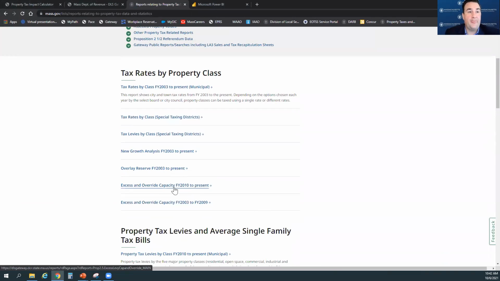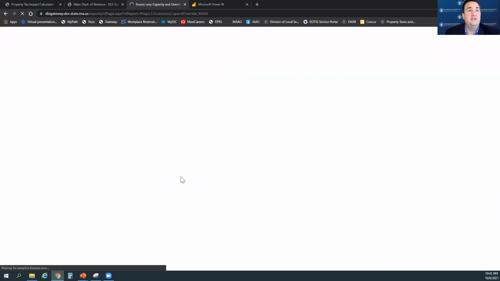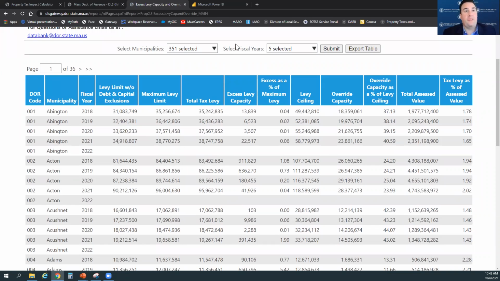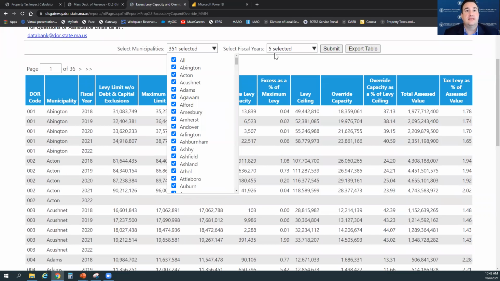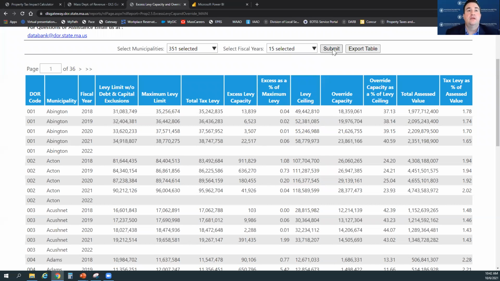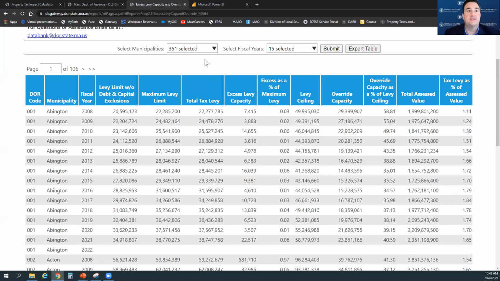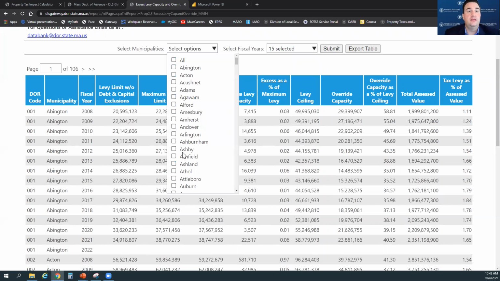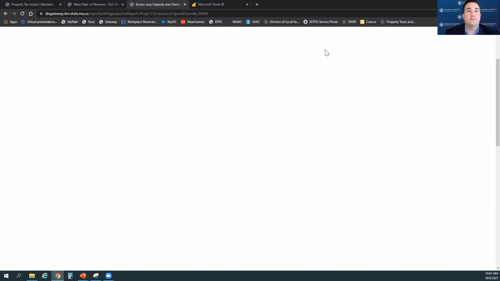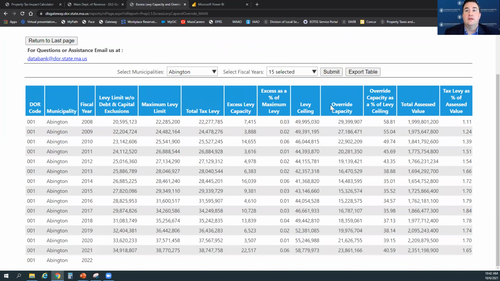Okay, so as far as excess levy, one of the slides that I had was the levy history. So if you're looking at the levy history for your community, I'll just pick Abington also. So what you can do, I'll export this to Excel.